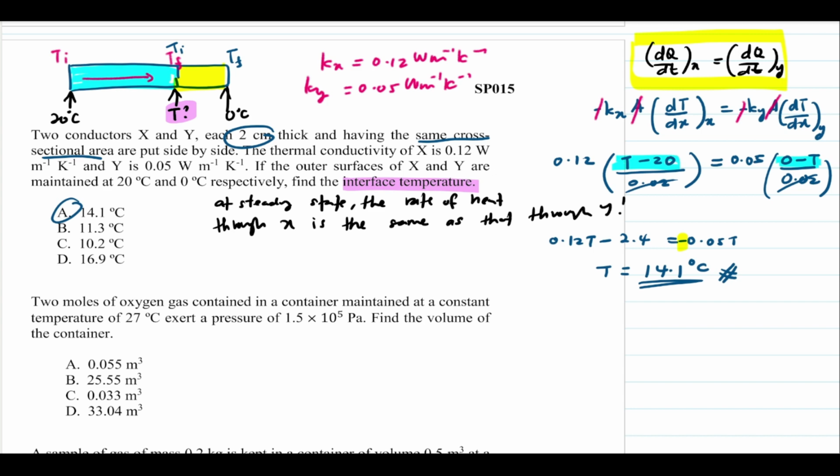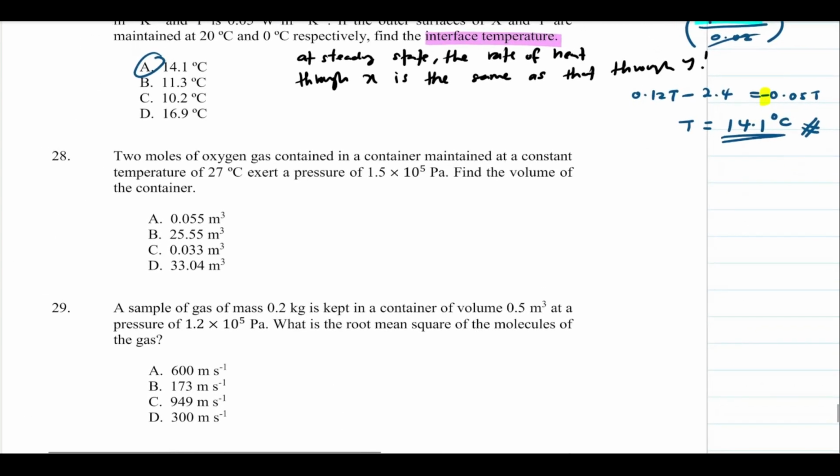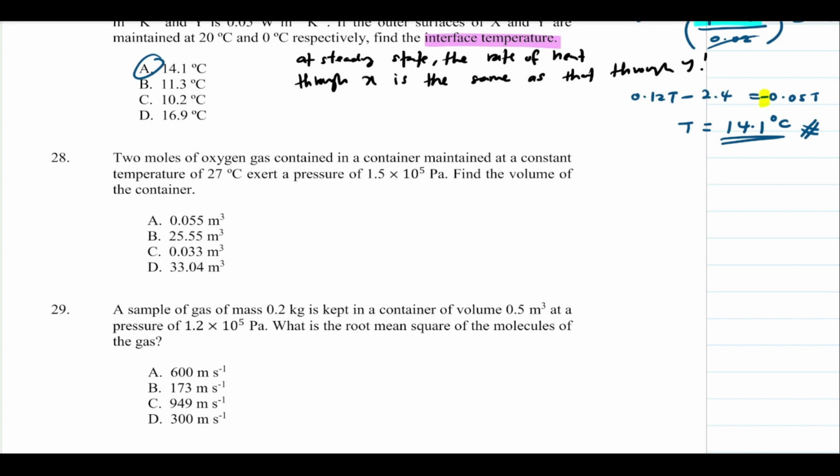Alright. Okay, next. Question number 28. 2 moles of oxygen. So the number of moles is 2. Contained in a container maintained at a constant temperature T 27 plus 273.15. Okay. Keluarkan semua maklumat dia. Exert a pressure, sebab kita nak kira cepat. Kalau tak nak keluarkan pun tak apa. Find the volume, tapi pastikan kira betul lah. So nTP ada, V tak ada.